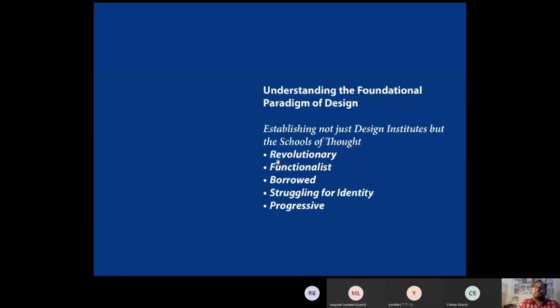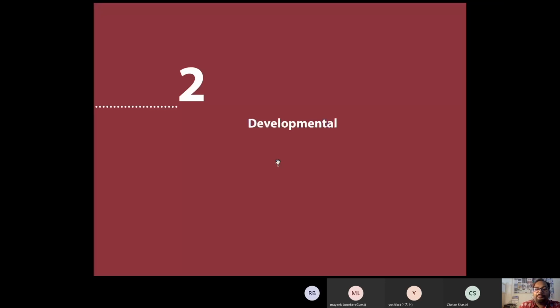So if you try to understand what has been the foundational paradigm of design, it is revolutionary, it is functionalist, it borrows the ideas of design, and then it has to struggle for identity also, because it has to establish a space among all the other disciplines which were popular then, like anthropology or science or technology, which have a long academic history. At the same time it was progressive because it was still adding up to more and more definitions.